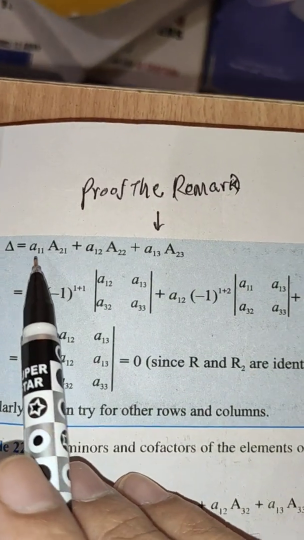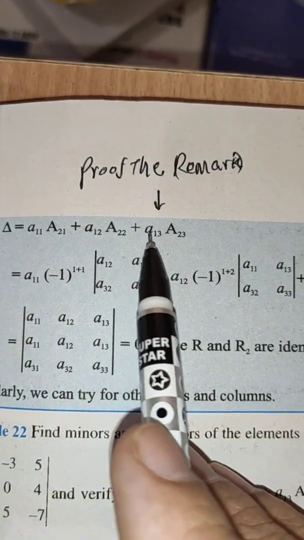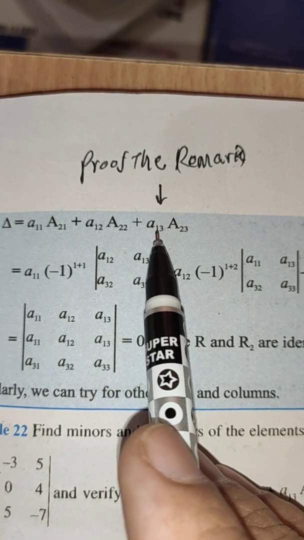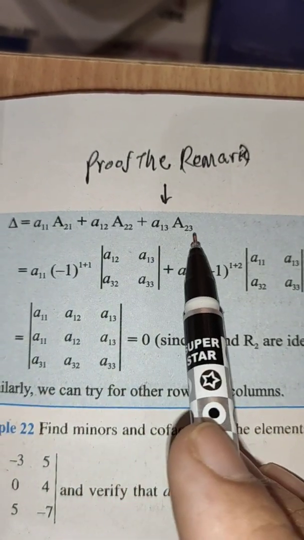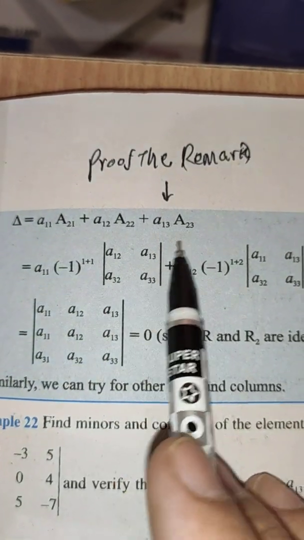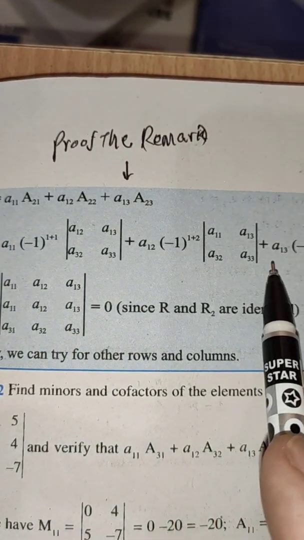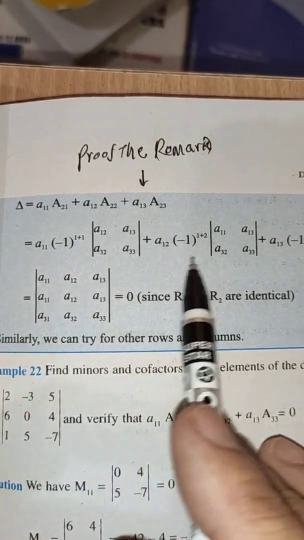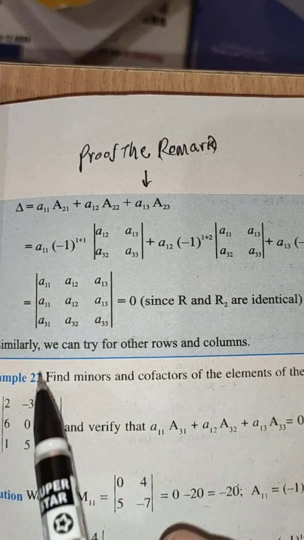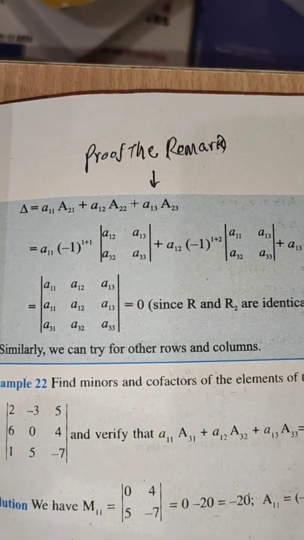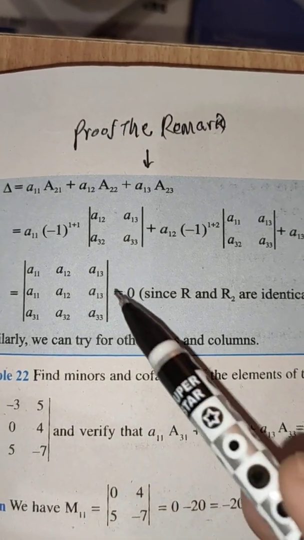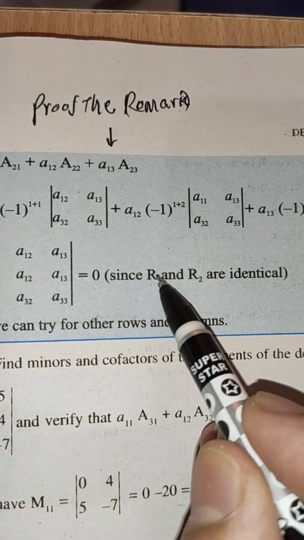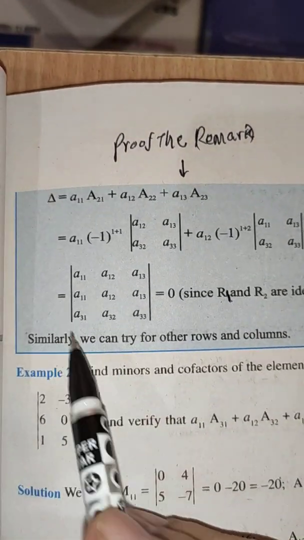Solve it. Here we have taken a11, a12, a13, first row all elements we have taken, and second row cofactors we are multiplying, its value we are substituting. As we are substituting the value, we are again changing it into determinant form. We are getting two rows identical, R1 and R2 are identical. As it is identical, therefore determinant value is 0. So what is the concept?